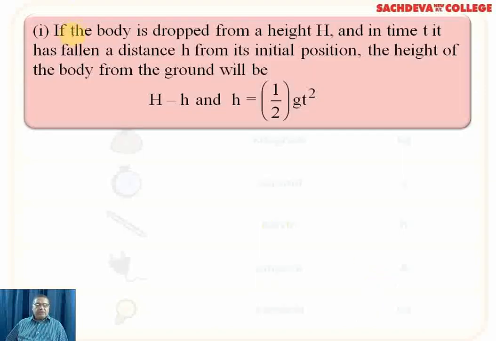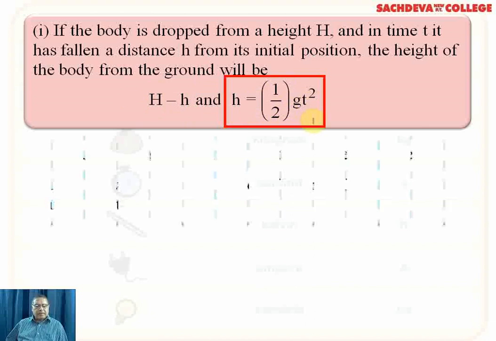Now, if the body is dropped from height H and in time t it has fallen a distance small h from its initial position, the height of the body from the ground will be H − h, and small h can be estimated by the function ut + half gt², but u will be taken as 0 because the body started from rest. Hence, the equation can be written as h = half gt².